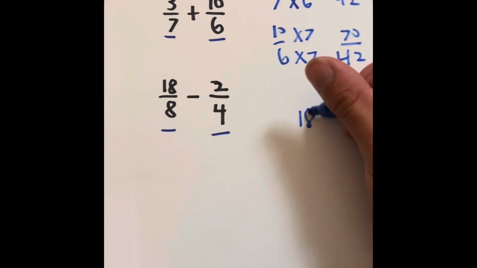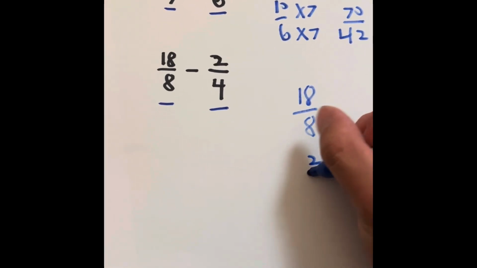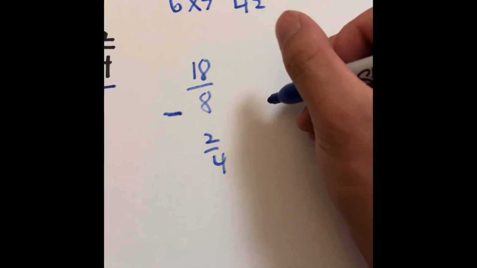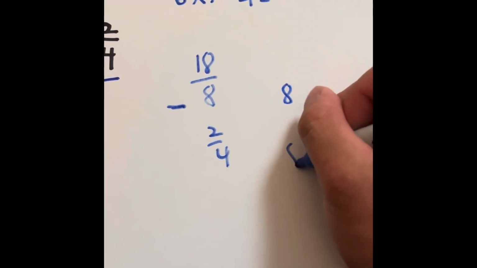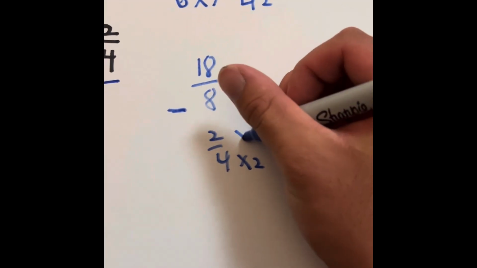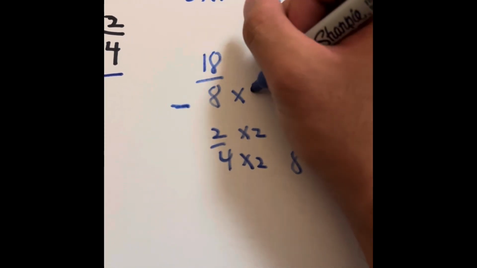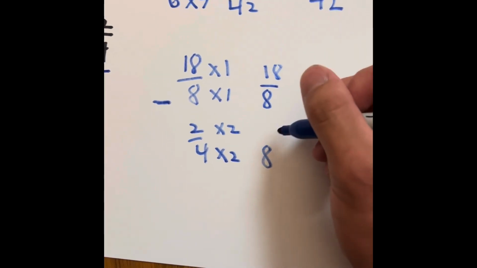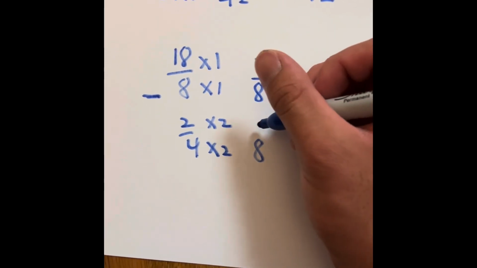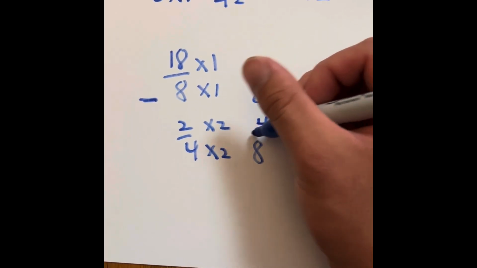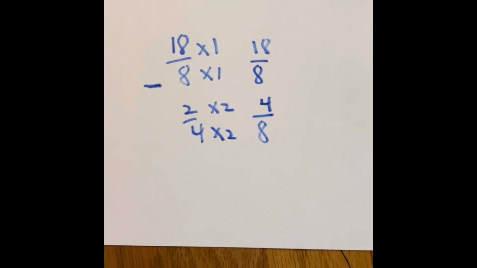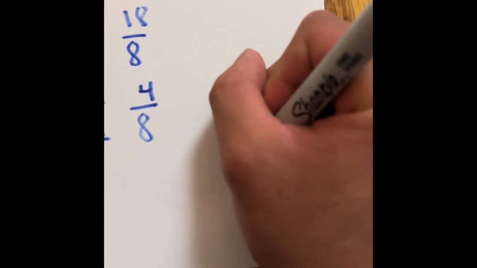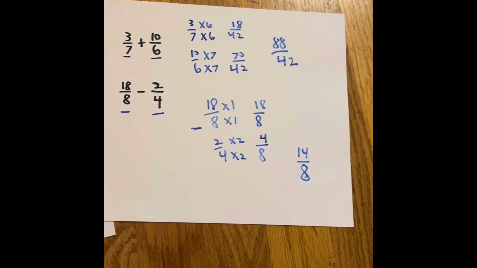We have 18 over 8 and 2 over 4, but we're subtracting it. 4 and 8 are going to stay as 8. So this is 8, and this is 8. Multiply by 2, multiply by 2, multiply by 1, multiply by 1. So 18 over 8, subtract 2 times 2, which is 4 over 8. And 18 minus 4 is 14 over 8. Again, I'm not going to simplify because I want to make the math as easy as possible to understand.